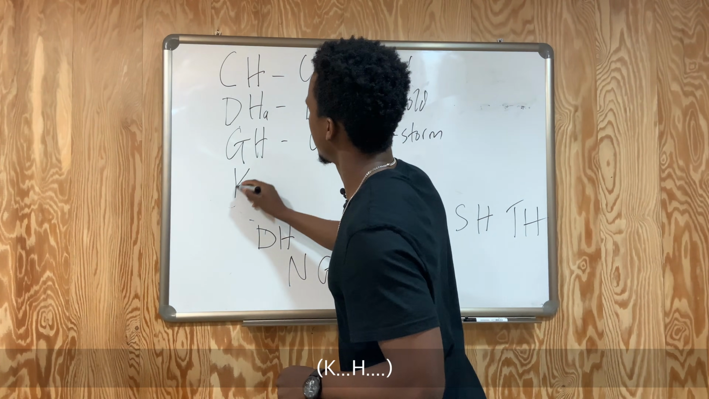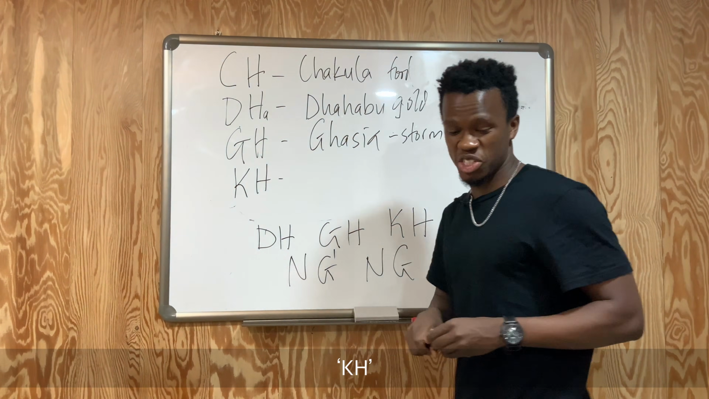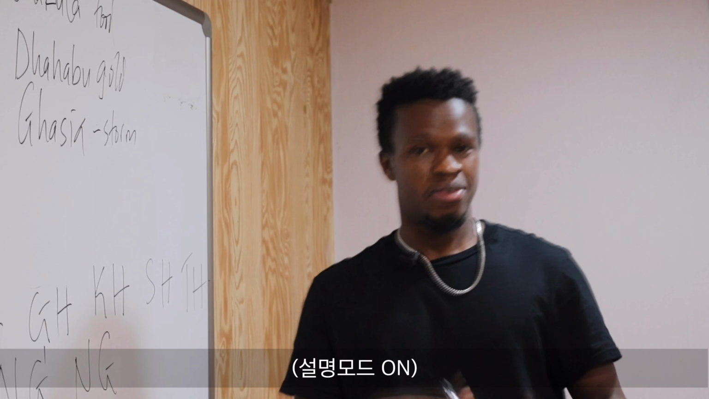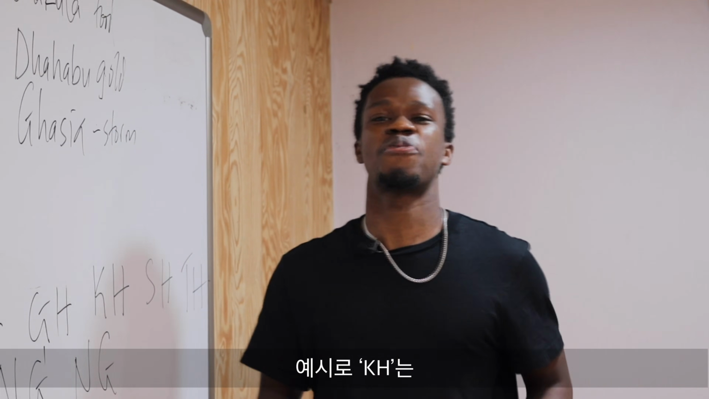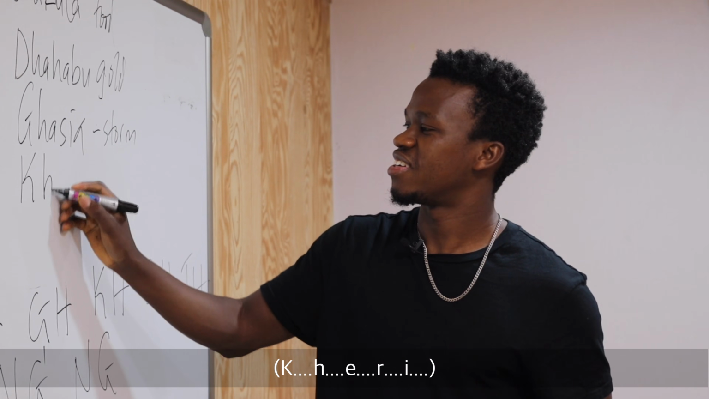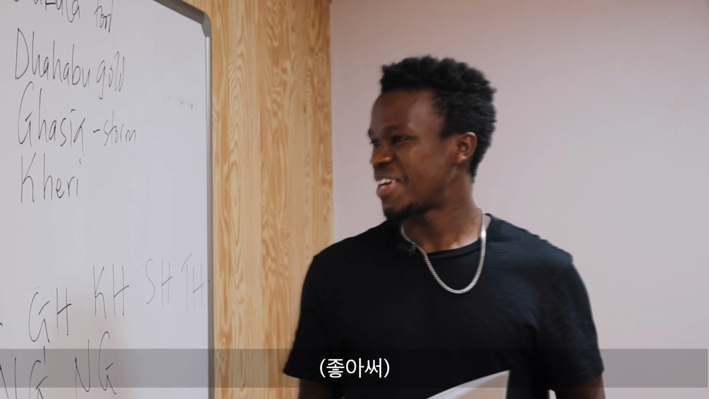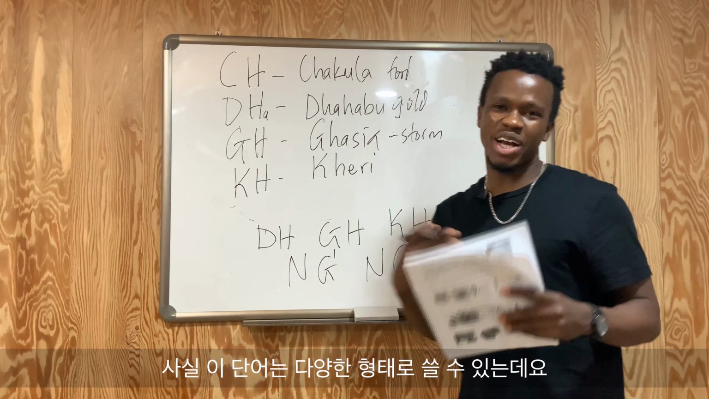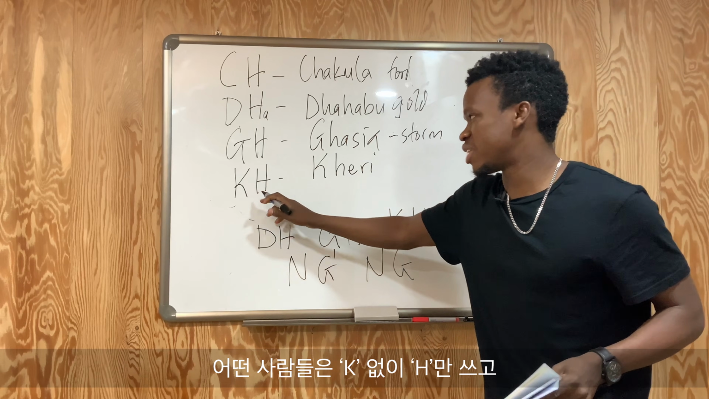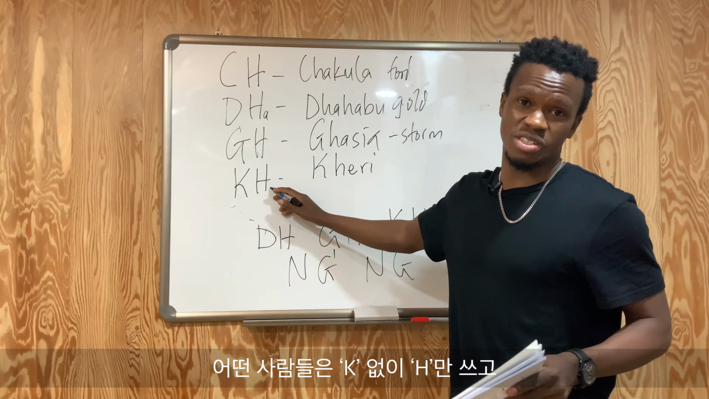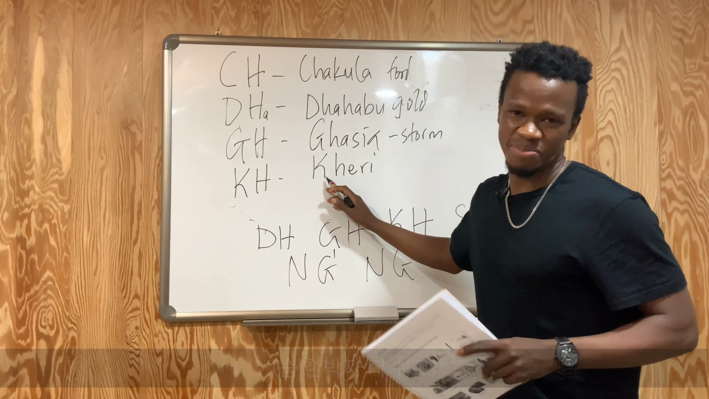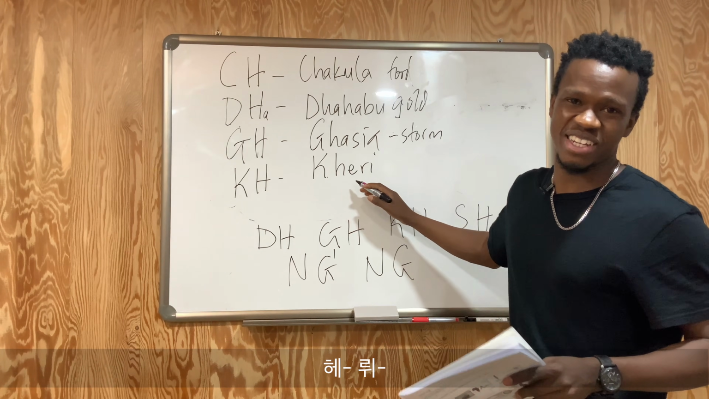Another one is KH, and so for the example for KH, you have one word called, so, okay, we actually have different forms to write this word. Some people only write it with H without K. Some people write it with K. For instance, this word is hairy.